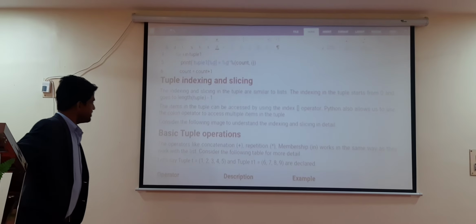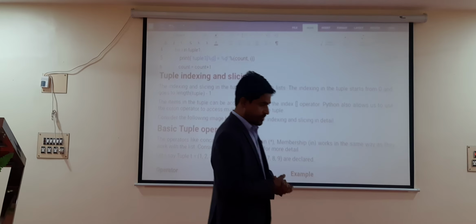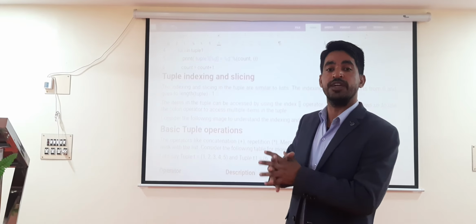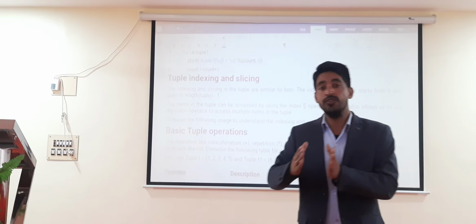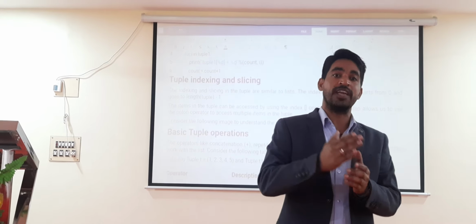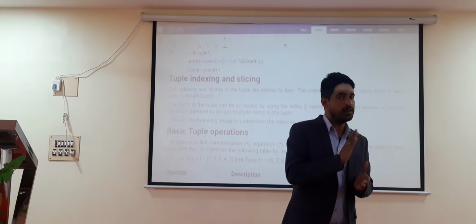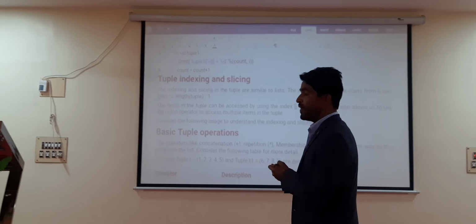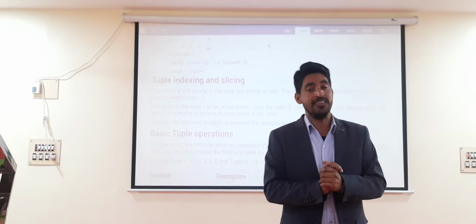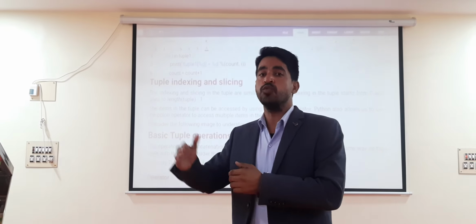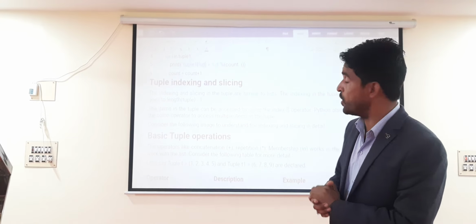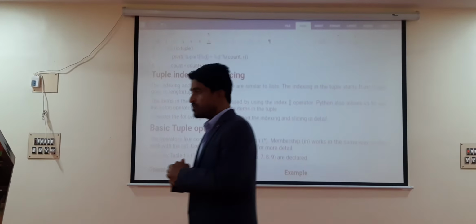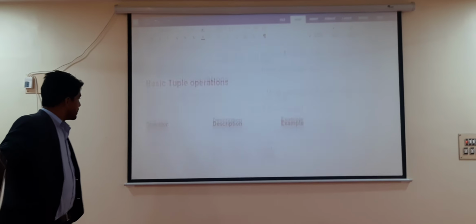Now, tuple indexing and slicing. First of all, tuple indexing. In the list we have already discussed that we can access the elements of the list with the help of indexing. The indexing starts from left to right, like 0, 1, 2, 3 and so on, or from right to left, starting from -1, -2 and so on. The same in the tuple: we can find the value with the help of indexing, and the indexing starts from left to right 0, 1, 2, 3 and so on, and from the right -1, -2, -3, -4, -5. So this was the indexing and slicing.